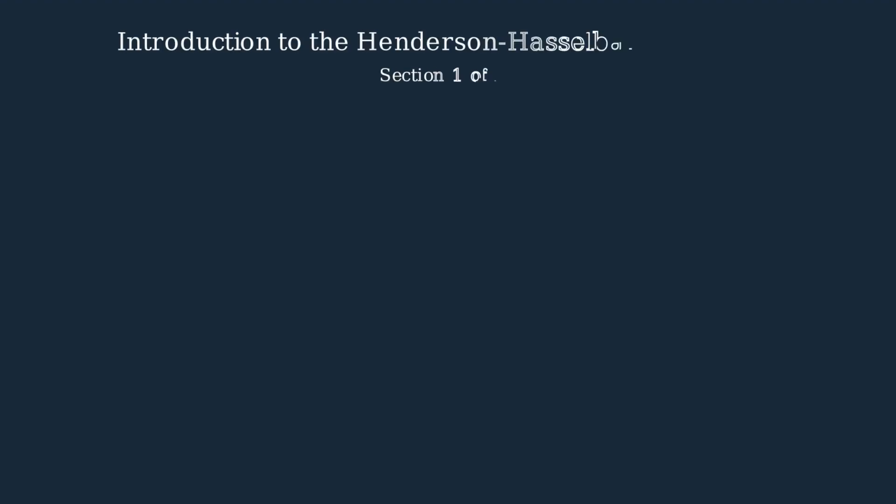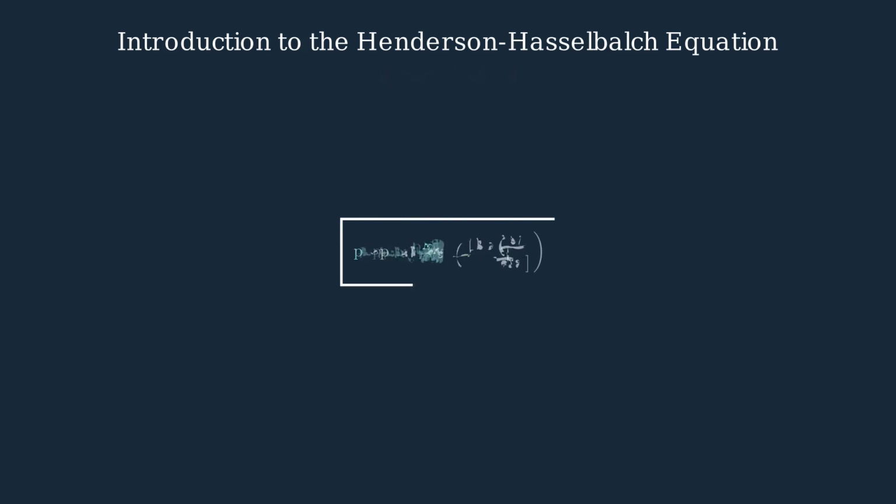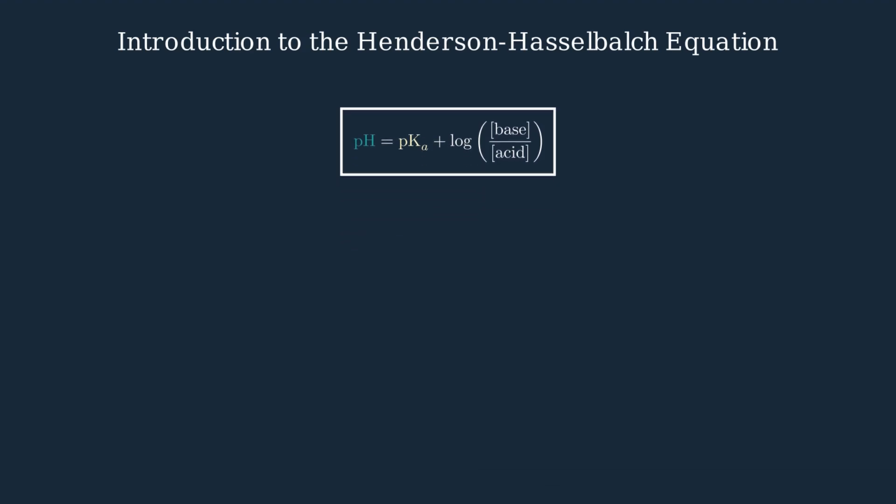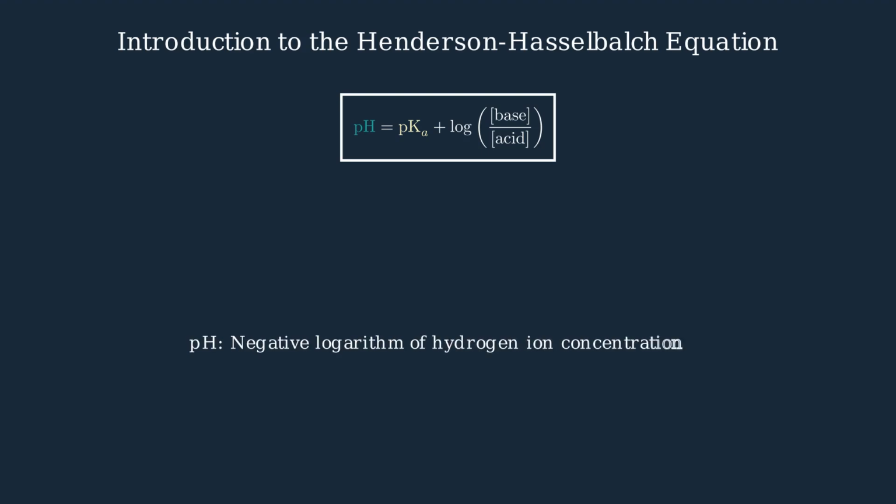Welcome to our video on the Henderson-Hasselbalch equation. This fundamental equation in chemistry and biology is essential for understanding buffer solutions and pH stability. The Henderson-Hasselbalch equation is expressed as pH equals pKa plus the logarithm of the ratio of base concentration to acid concentration. Let's break down each component of this equation.